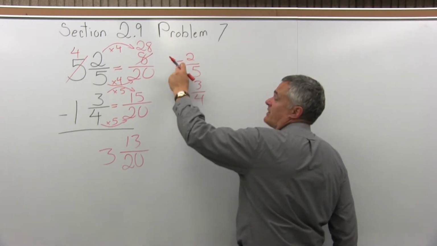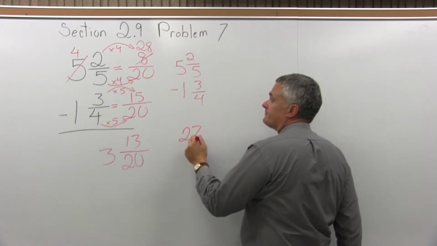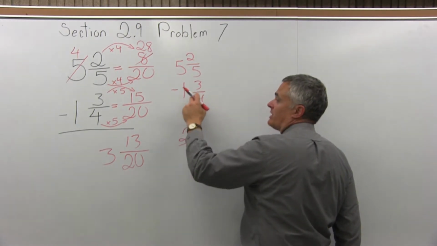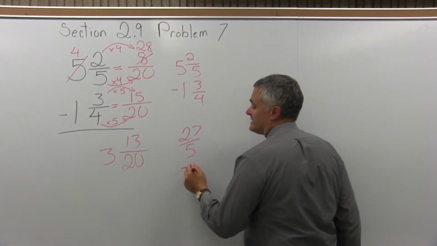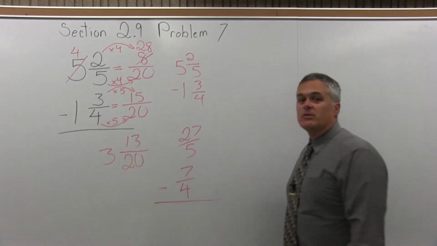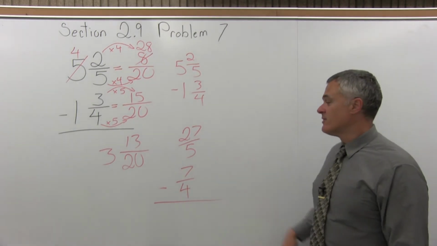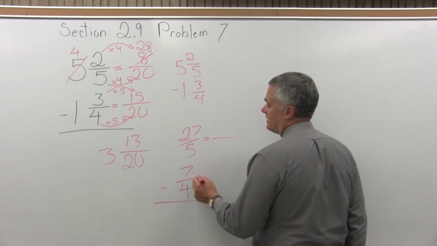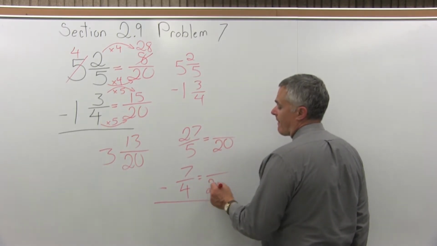5 times 5 is 25. 25 plus 2 more is 27, and I have a denominator of 5. The 1 3/4, 4 times 1 is 4. 4 plus 3 more is 7, so I have 7/4. And now we just start the problem from scratch. It's the same values, they're just written in a different form. I have denominators of 5 and 4, so a good common denominator would be 20. They both divide into 20 evenly.